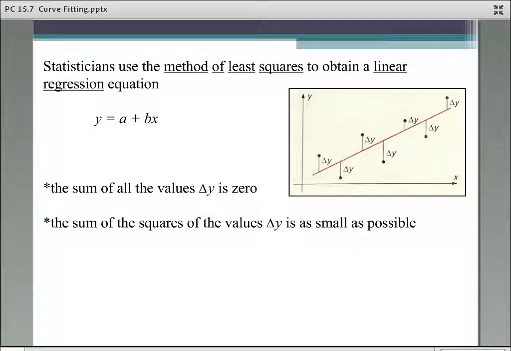The sum of all the values of the delta y's will equal 0, which if you look at the picture, should make sense. You've got 4 points above the line. You've got 3 points below the line, but the points above the line have a shorter distance than the ones below the line. So if you were to add them all up, they would equal 0. And then the sum of the squares, if we squared each of these values and added them together, we want that value as small as possible.